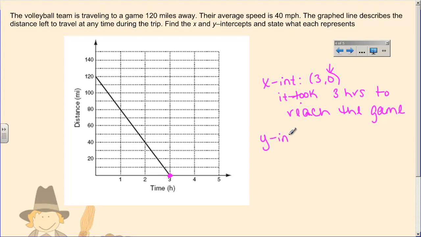The y-intercept, let's find it. It's this point right here. Well, it's at (0, 120). Well, the 0 here is the time because that's the x value. The y, the 120, is our distance. The 120 is where they started. They started 120 miles away. So this is their starting point.